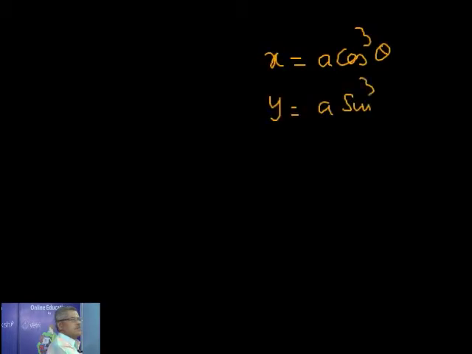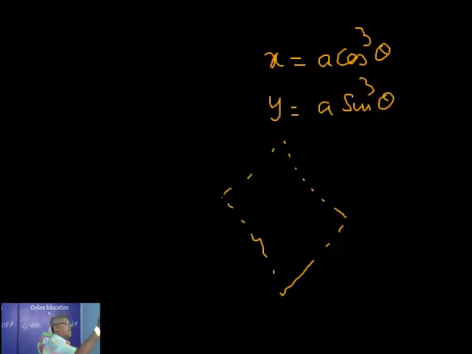First of all, I am taking the parametric equations of the curve. X is equal to a cos cube theta and y is equal to a sin cube theta. These are the parametric equations of this curve. Now, what do you mean by parametric equations? The parametric equations, by varying theta, you get various x and y. Automatically, we can get almost all points on the curve.